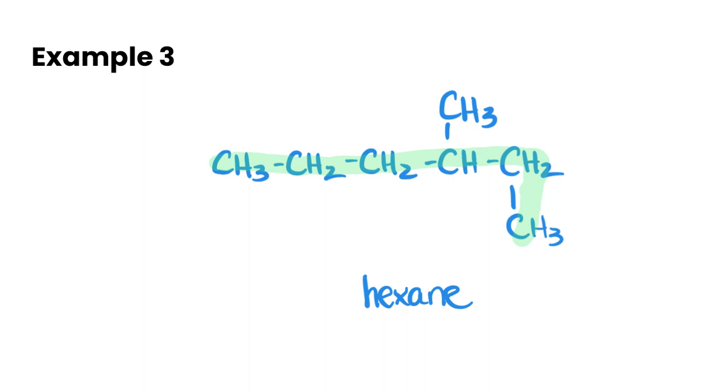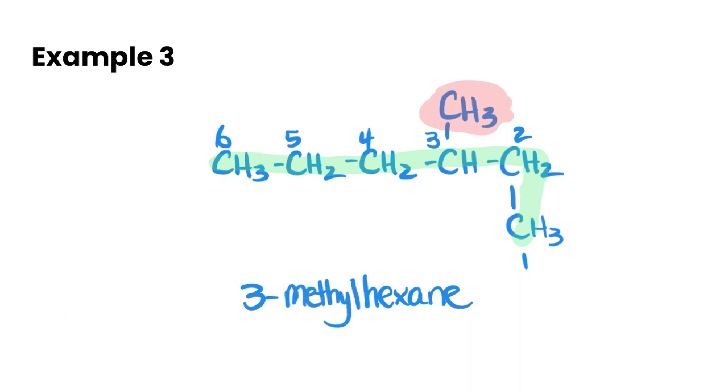And then we need to decide which end to start numbering from. If we start and go from right to left, it's going to give our substituent group of our methyl here, the number 3, which is lower than if we started from the other end. So this one is a 3-methylhexane.